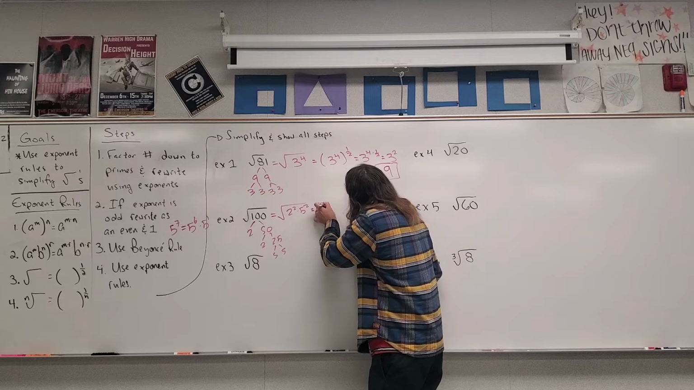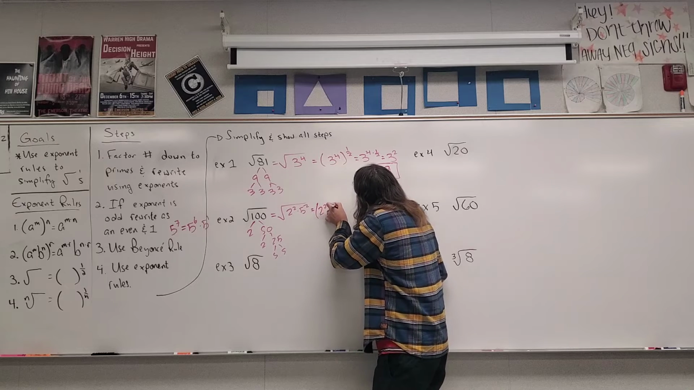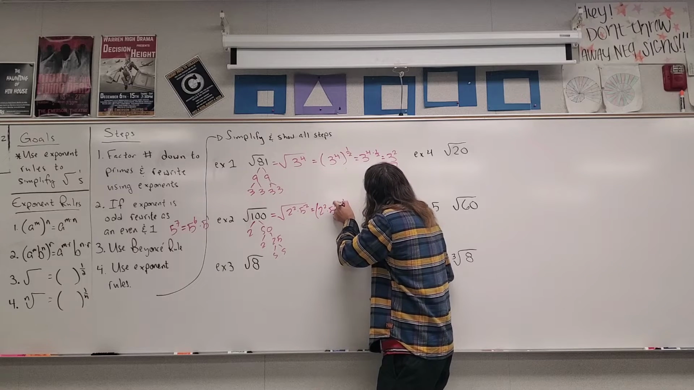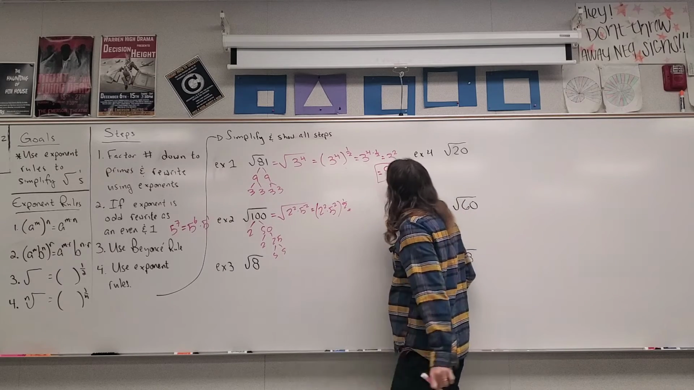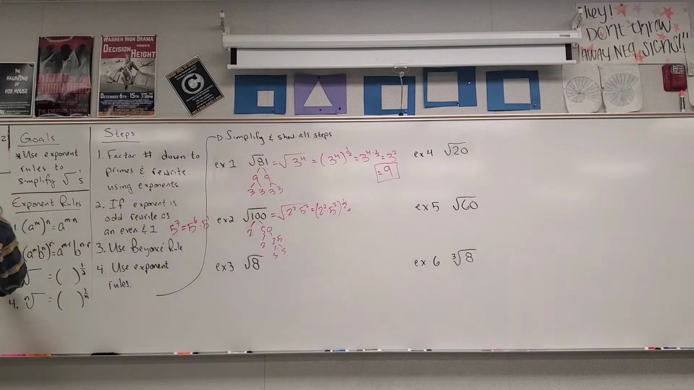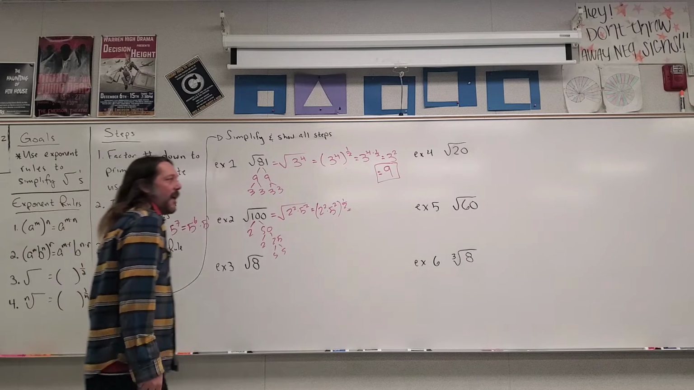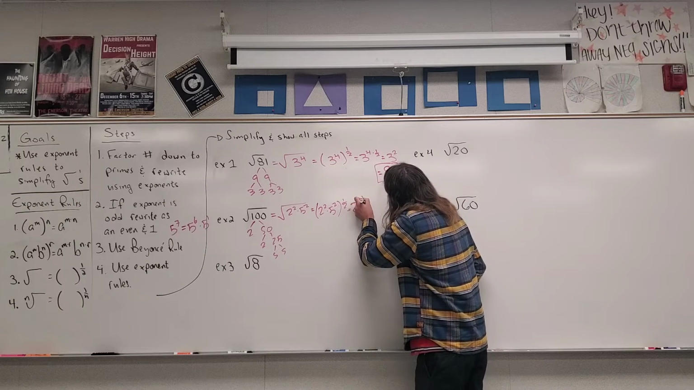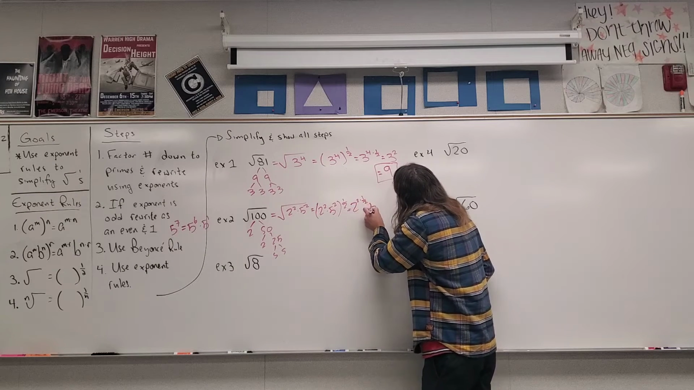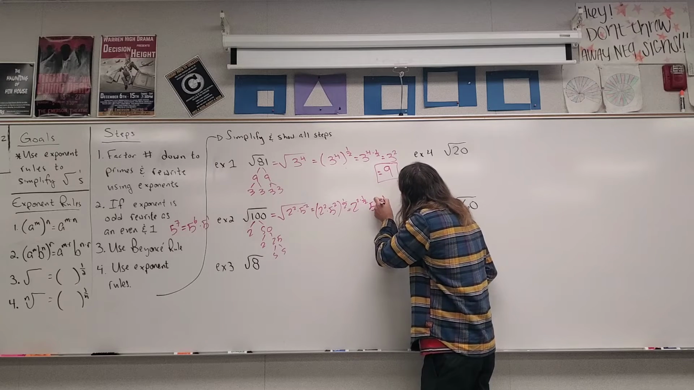So I get 2 squared times 5 squared to the 1/2 power. I'm having a hard time writing today. All right, look, I now use rule 2. I'm going to distribute the exponent on the outside of the parentheses to my exponents inside. And so we get 2 to the power 2 times 1/2 and 5 to the power 2 times 1/2.